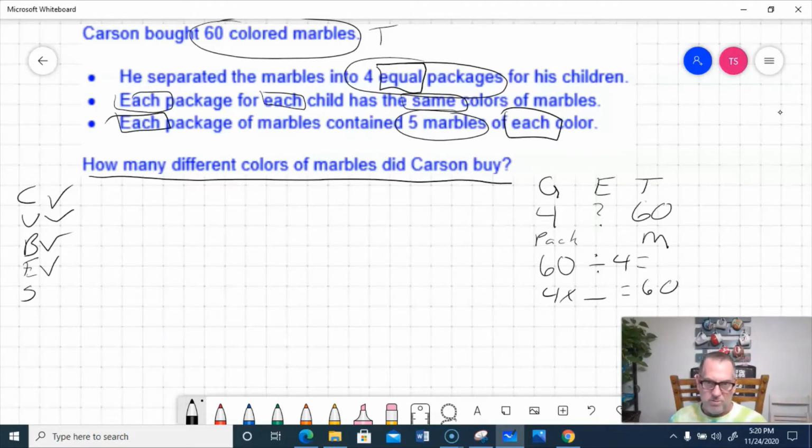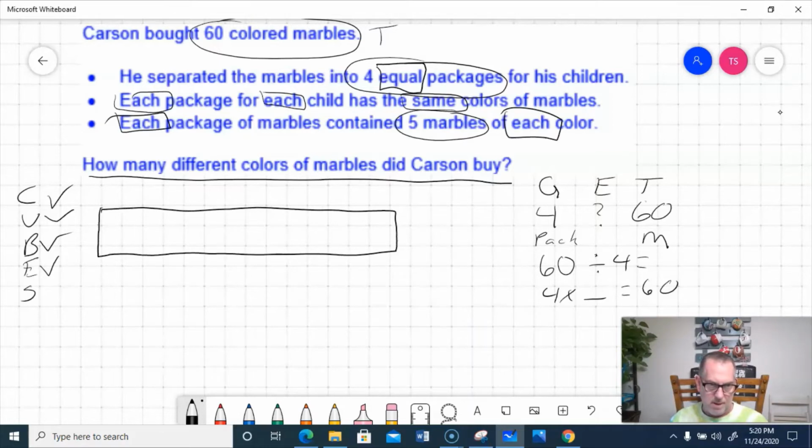We'll make a strip diagram to represent our problem because I know how many groups there are. I know what the total is. The total is 60 marbles. And it looks like I have 4 packages, so I'm going to break my strip in half, and I'm going to break each half in half.